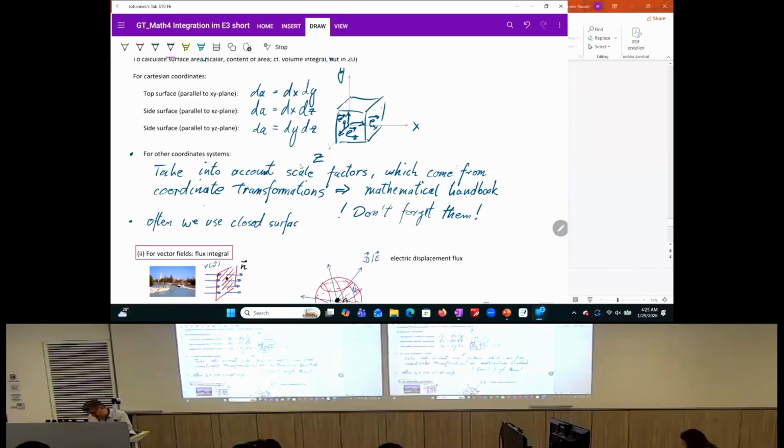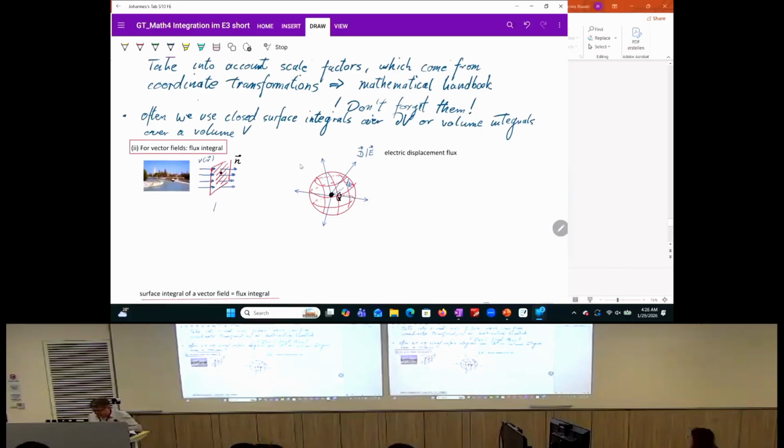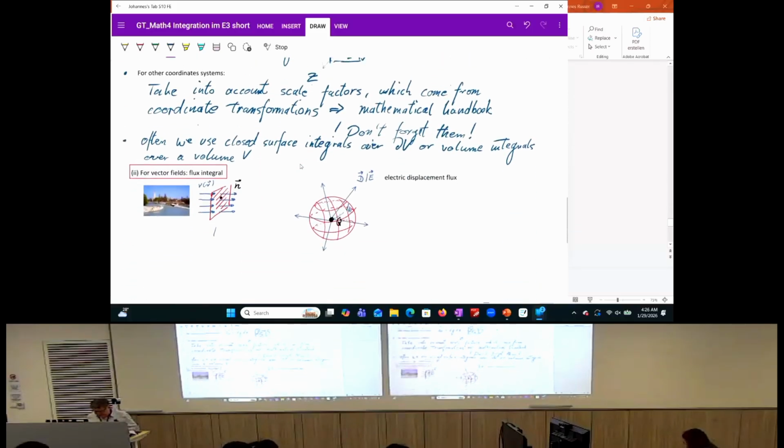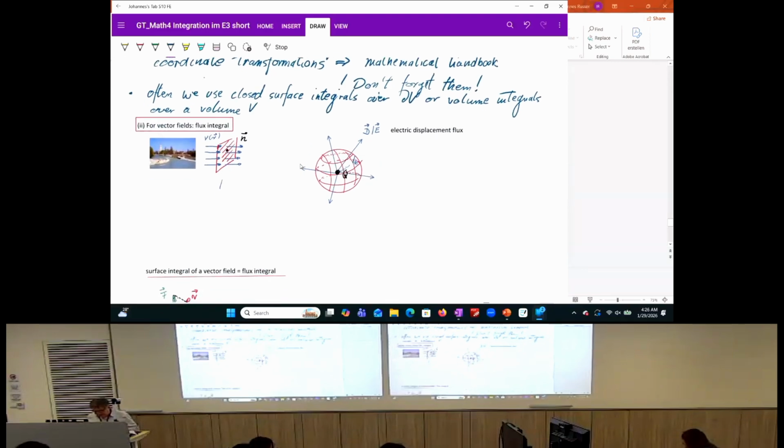And this will come up in the next chapter now with our Gauss law. We often use closed surface integrals over the boundary of V, or volume integrals over volume V. So here you have then the second scenario. The first scenario covers what you do when you have scalar fields, and the second is you have vector fields, and then you're interested in the flux integral.